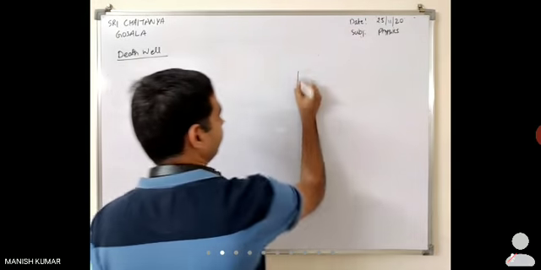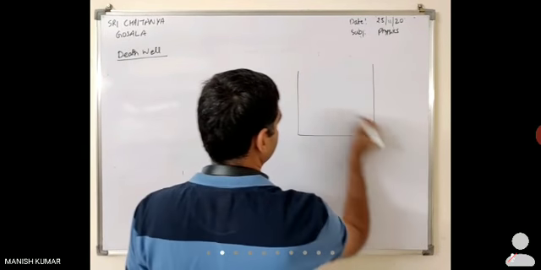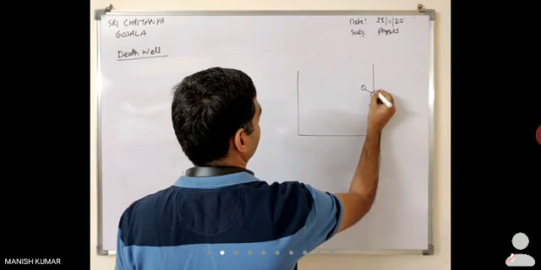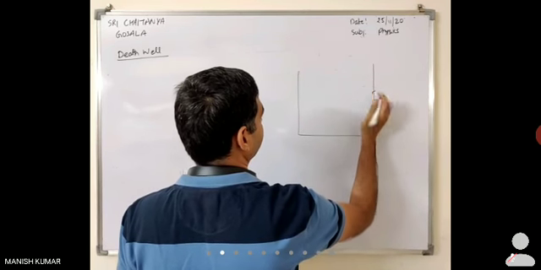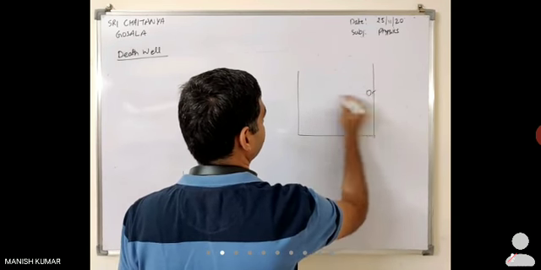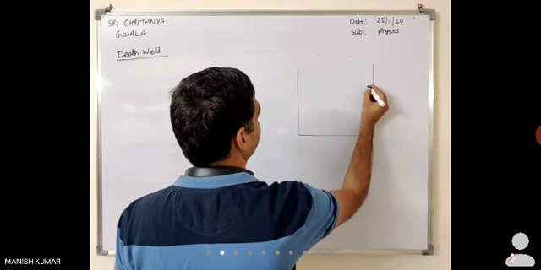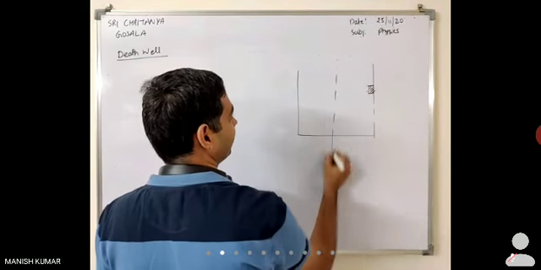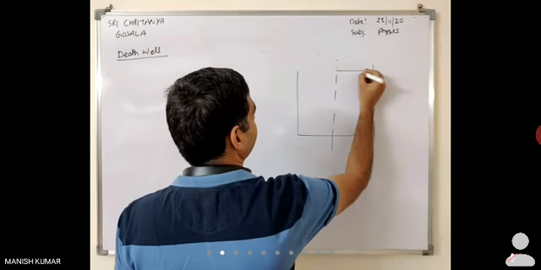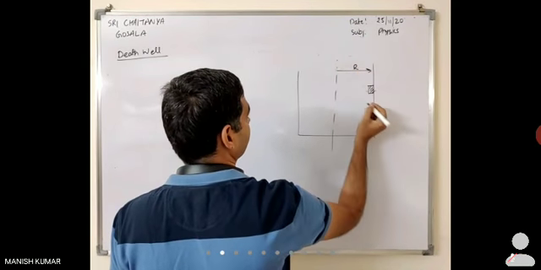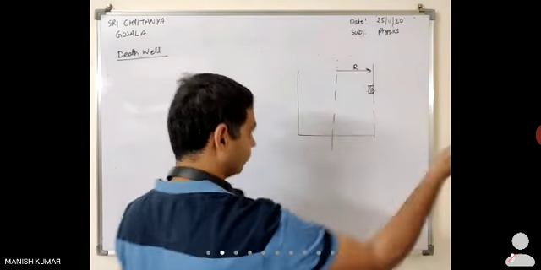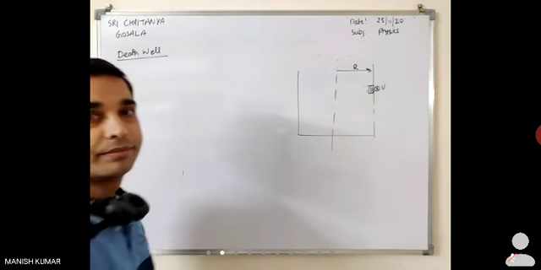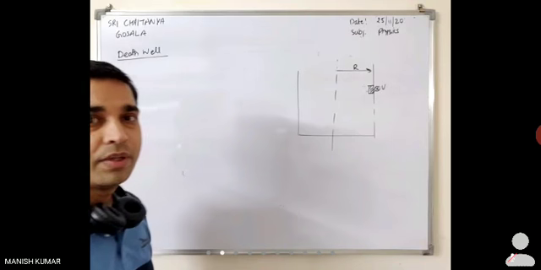So let's say there is a person. I cannot draw a bike, my drawing is not that good, so I'm drawing a block. So let's say this is a person rotating in the well of radius r. It's moving like this with a speed v. Okay? Now what happens?